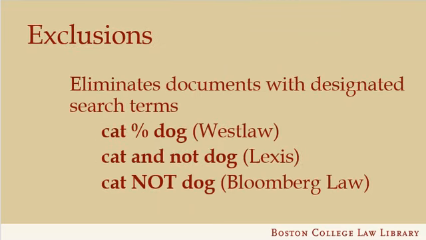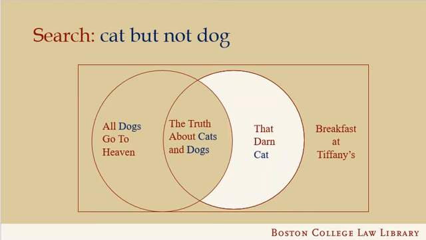The final connector is the exclusion connector. This connector eliminates documents with designated terms or phrases. Westlaw uses the % or the words but not. Lexis uses the words and not. And Bloomberg just uses the word not. The term or phrase after this connector will not be in any documents retrieved.